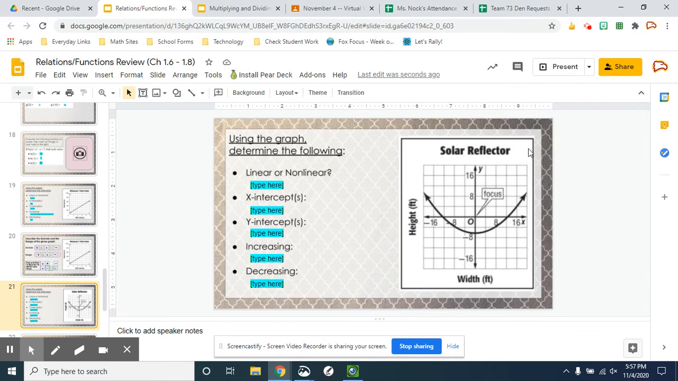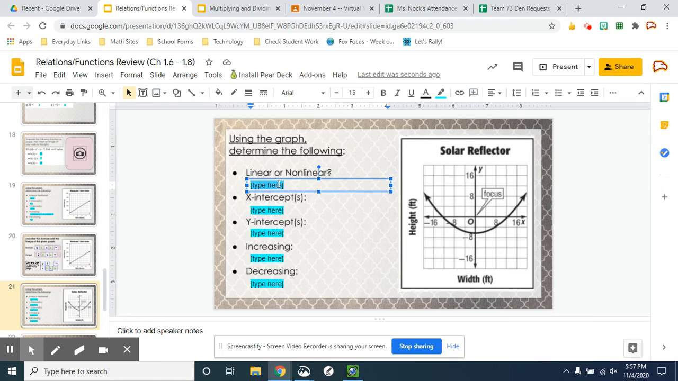All right, so here we have a graph that has a curve. At one point it's decreasing and at another point it's increasing. So that means that it's definitely nonlinear. Linear would be a straight line, so it would be a constant increase or decrease.